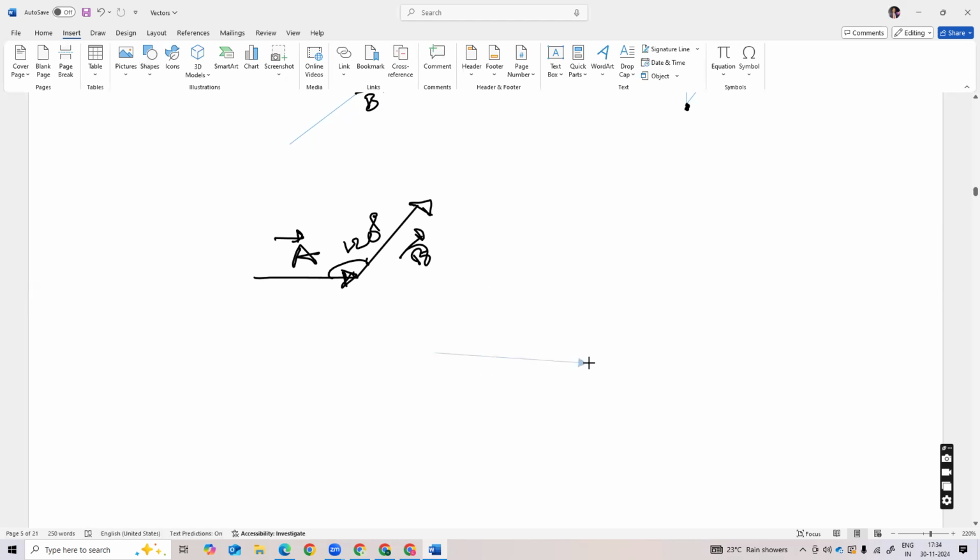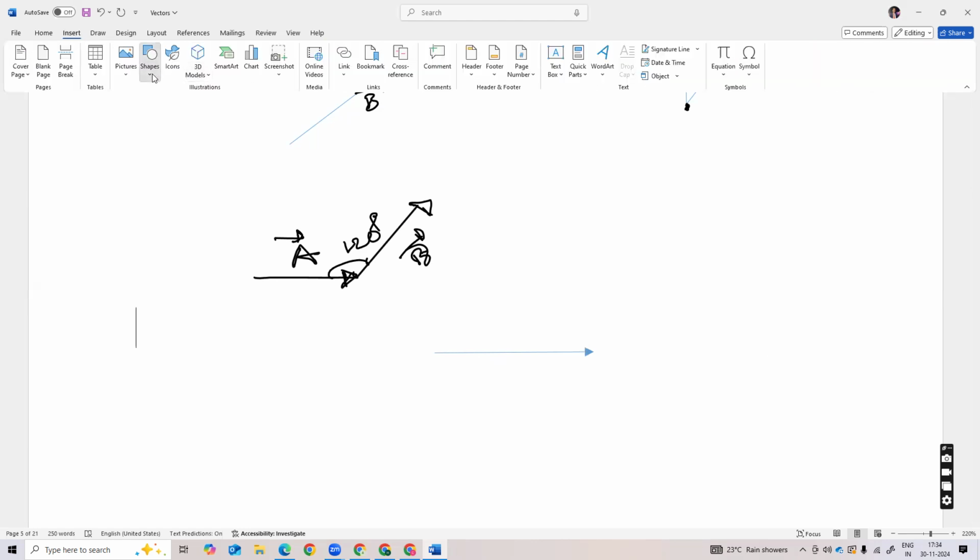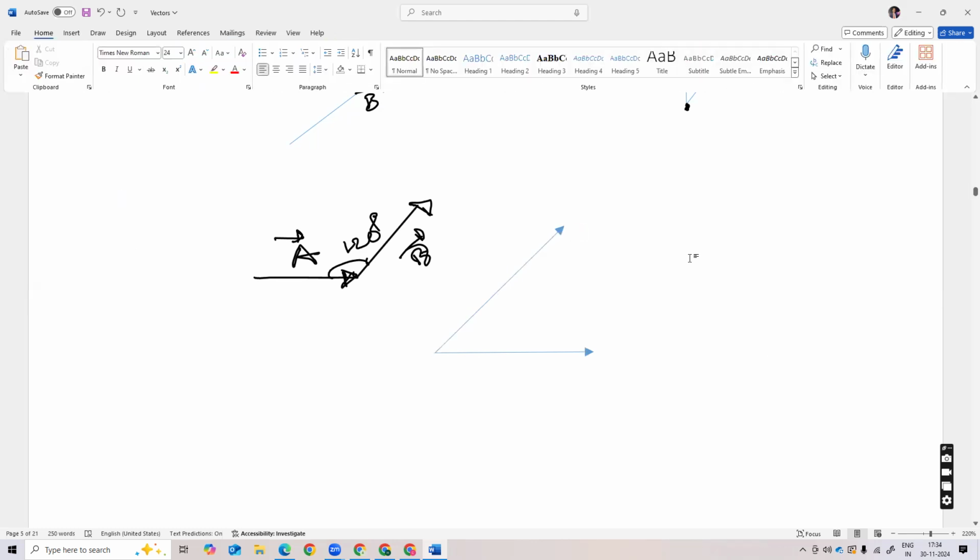I will just draw it using the PC. So in the first case, we have moved vector A such that the tail of vector A has reached the tail of vector B. So both tails are matching now. And since this angle was 120 degrees, this angle is 60 degrees, and therefore the angle between these two vectors is 60 degrees.